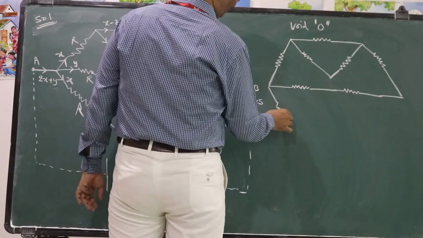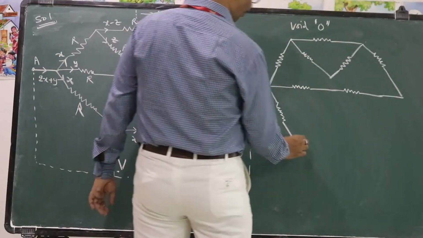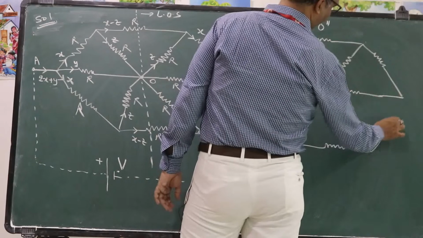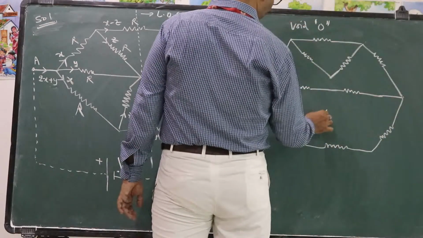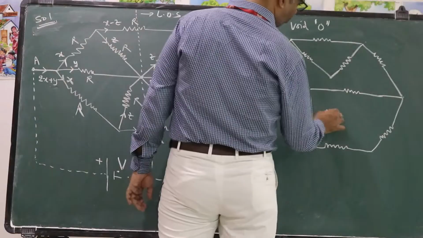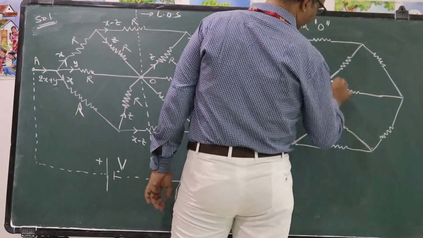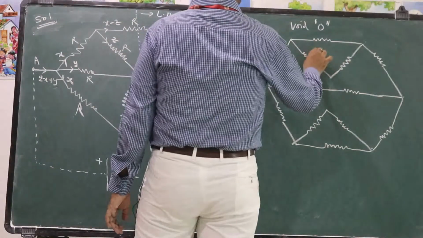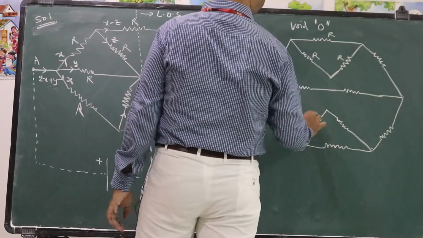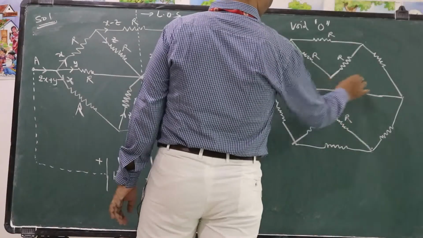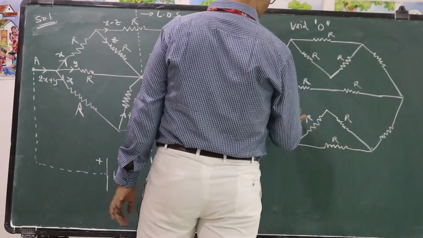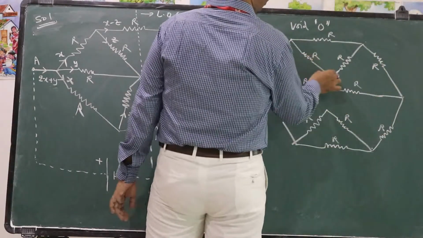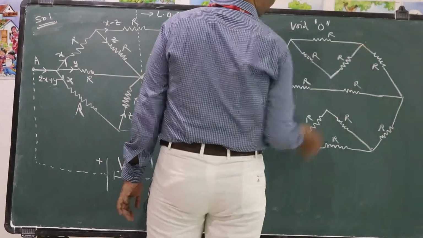Similarly, the same thing I will do here. Here is one thing. Here another. It is like this. So I just removed the connection at O. Clearly, whatever current coming here is going through this.